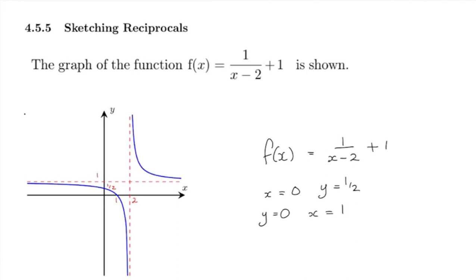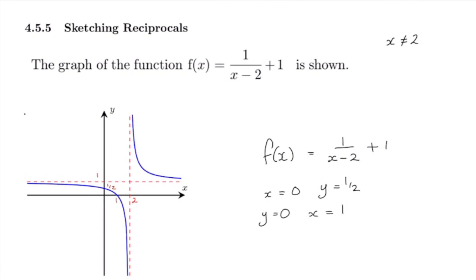And you can see on the diagram that we've got the graph of f of x equals 1 over x minus 2 plus 1. And you can see that graph has a vertical and a horizontal asymptote. The vertical asymptote is at x equals 2. The reason is that if I substituted x equals 2 into the function, I would get 1 over 0, which is undefined. Therefore, x can't equal 2, and therefore we need to put a vertical asymptote at x equals 2.